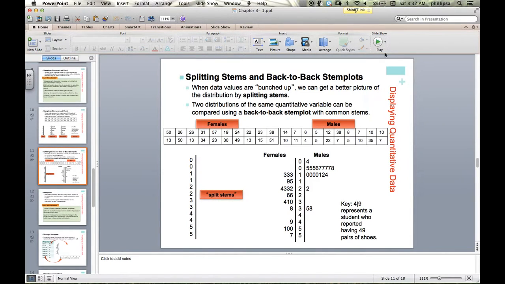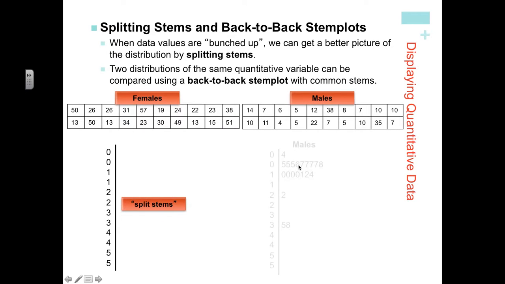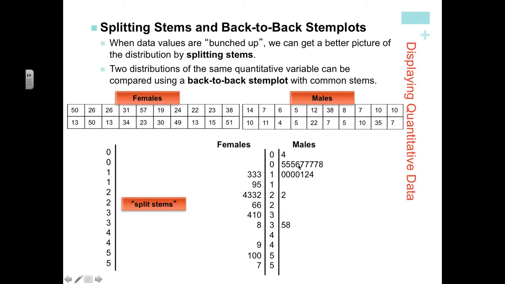Okay, so now what we can do with a back-to-back stem and leaf plot is make a comparison between the two. You guys were asked to write a few sentences about the distributions between the females and males number of shoes within the class. So some things I could say here would be both males and females have distributions that are skewed to the right.